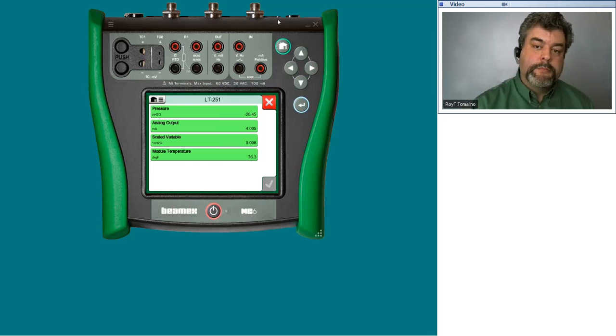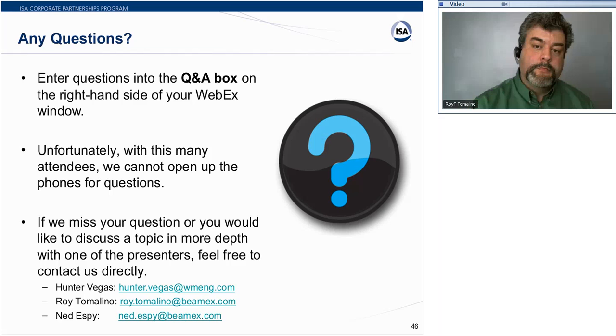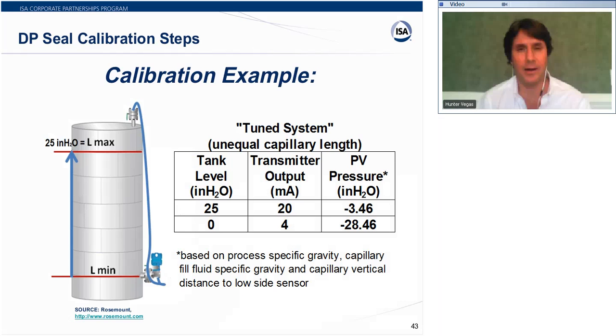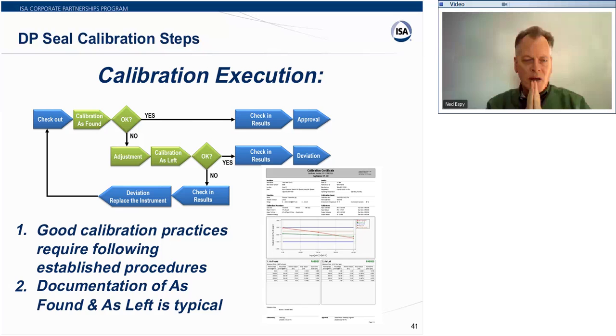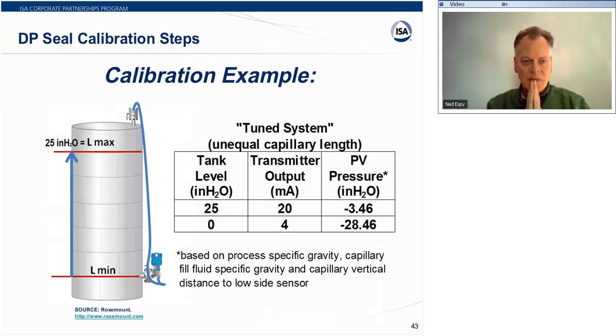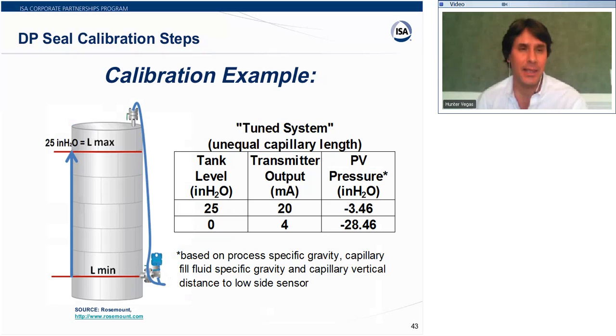All right, next question comes from Charles. He said, slide 43 shows the DP with capillary measuring tank level. What is the advantage of using the capillary versus a simple GP on the tank outlet? Can you bump back to slide 43? All right, there it is, 43. One more? You're at 40. One more. Oh, sorry, the other way. Go the other way. There you go.